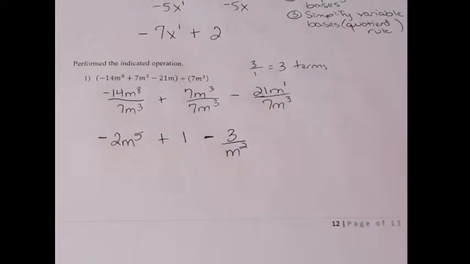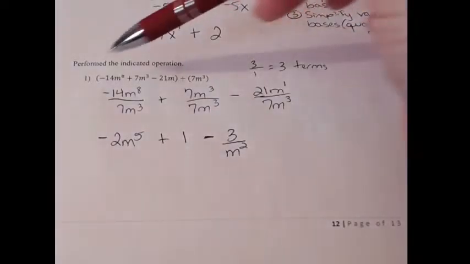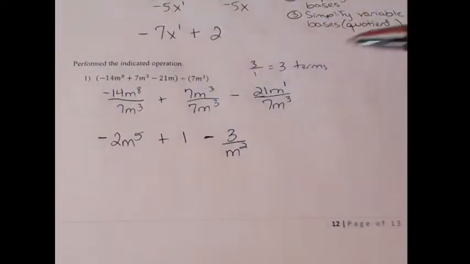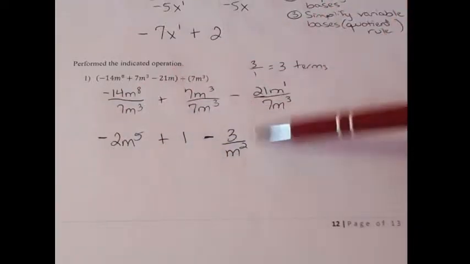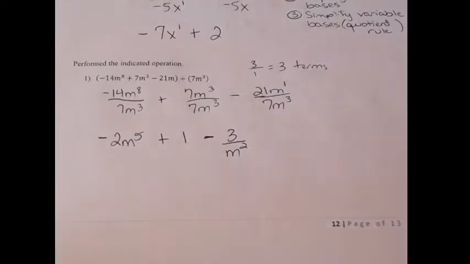Good. Also notice we had 3 terms divided by 1 term, which meant we should have 3 terms. 1, 2, 3. Perfect. Turn the page. Your turn. Try number 2.